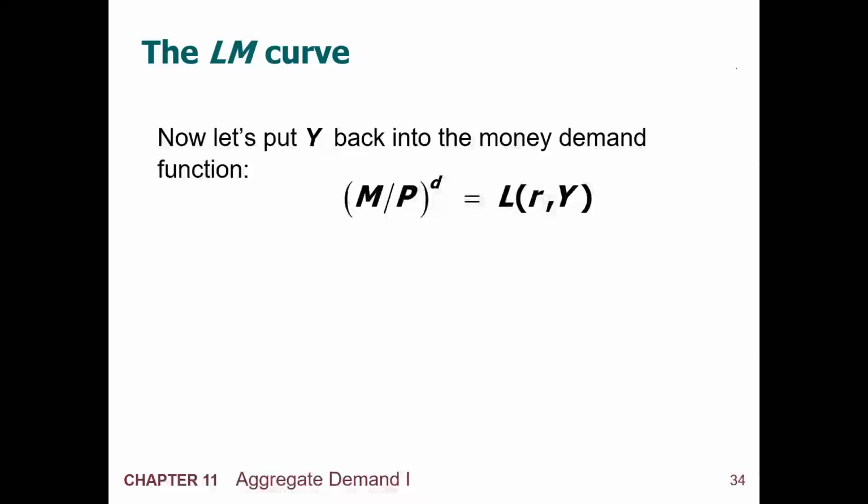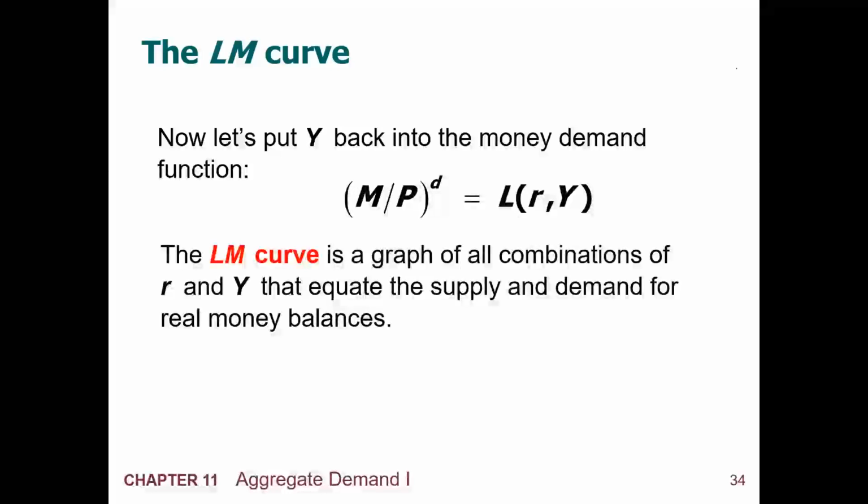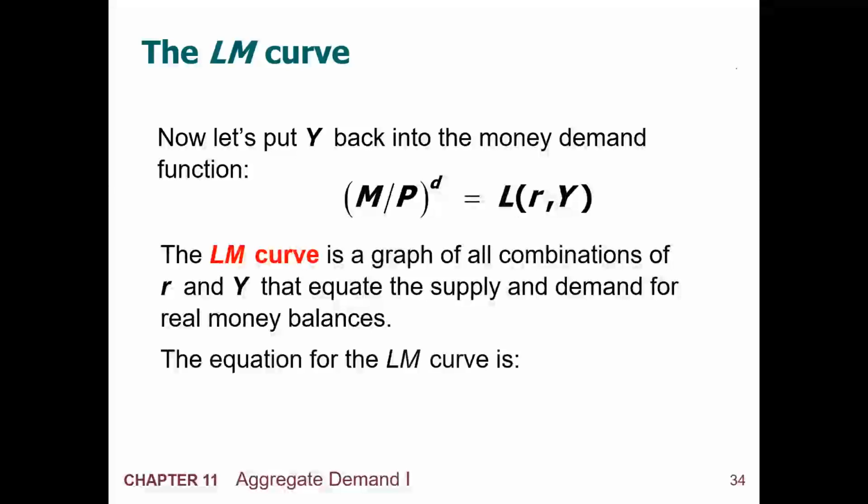So the LM curve. We're going to realize the LM curve will be a lot like the supply curve. It will be upward sloping. Now, let's put output back into the money demand. So the money demand is a function of interest rates and output. The LM curve is a graph of all combinations of interest rate and output that equate the supply and demand for real money balances.